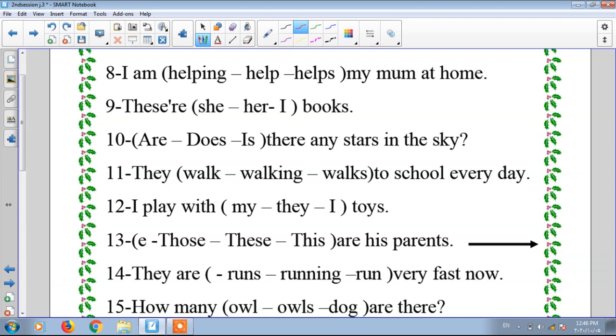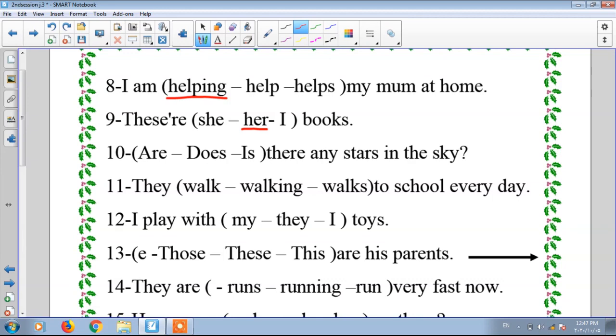The next. I am helping or help or helps my mom at home. I am. After "I am", what do I put? The verb with ing. I am helping. Can I say "I am help"? No. Where is ing? These are she or her or I books. I choose what? These are I? No. These are her books.